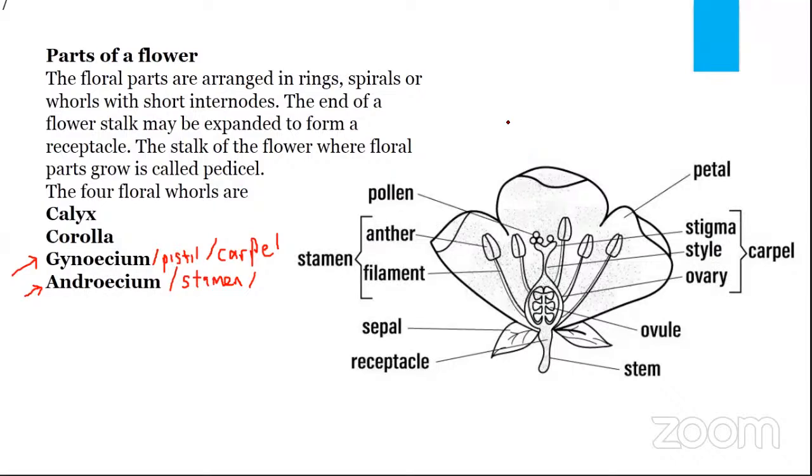Okay, then we can now continue with the stamen, the male part of the flower, which has two parts: the filament, which connects it to the main flower body, and the anther head. And then the female part of the flower, call it the pistil. You have a question?